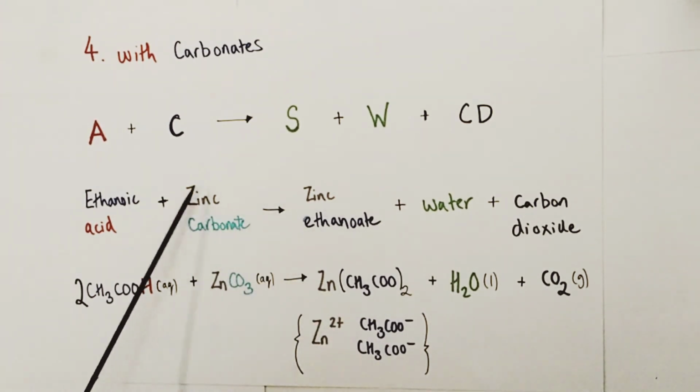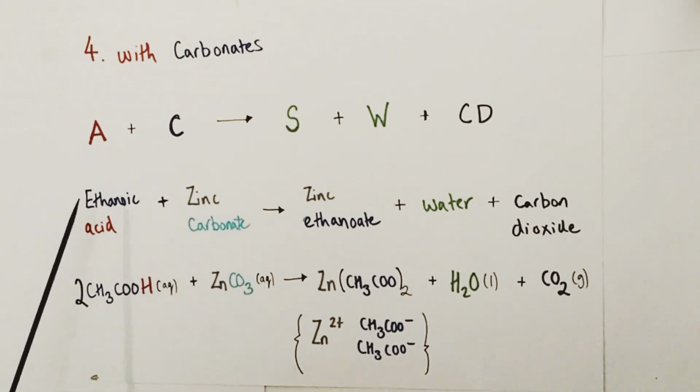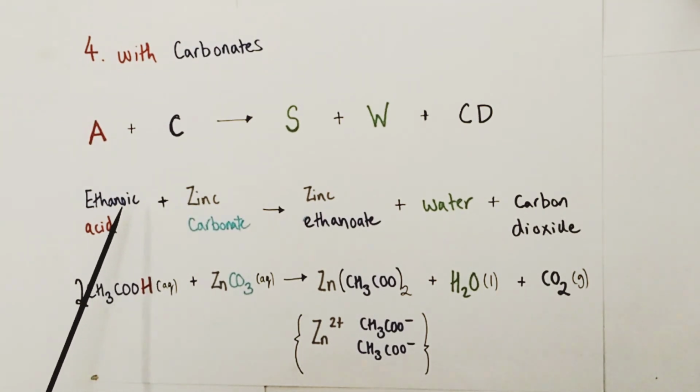Getting the name of the salt right: take the metal component from the carbonate and the acid's name, replacing oic with oate, and you've made the name of the salt. Now the balanced equation and the formulae. The formula of ethanoic acid is CH3COOH. Again, I've highlighted the hydrogen which will be lost as a hydrogen ion in red. Zinc carbonate, I've highlighted the carbonate ion, the CO3 2- ion, in blue here. Zinc ethanoate, the salt, plus water, plus carbon dioxide.